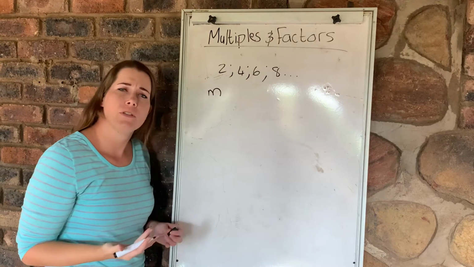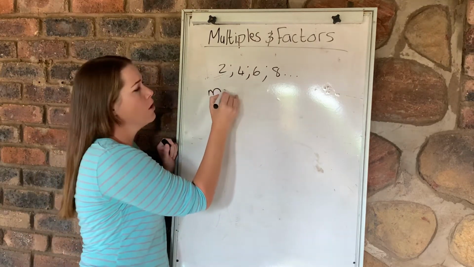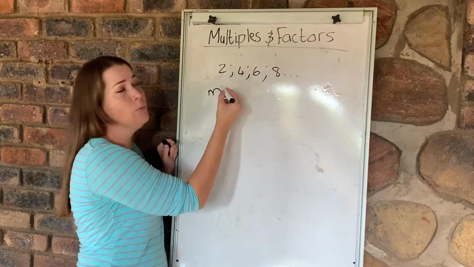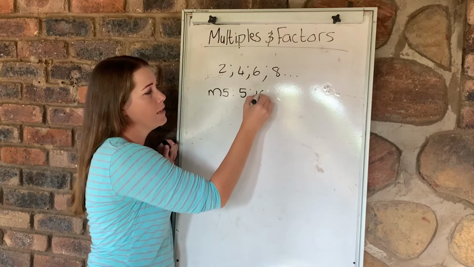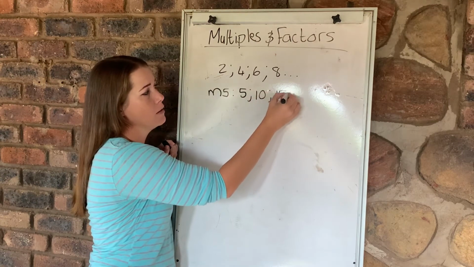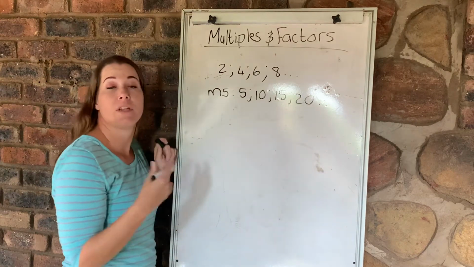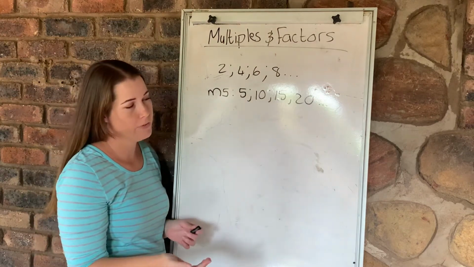So let's say we want to do the multiples of 5. We say the M for multiple of 5. We put a colon, and then we count in 5s. So we will say 5, 10, 15, 20. We do put 3 dots to show that we know that the numbers carry on infinitely, but I mean, we can't write all the multiples of 5.